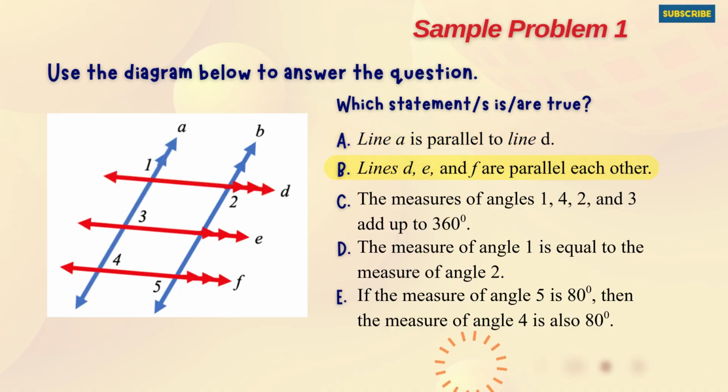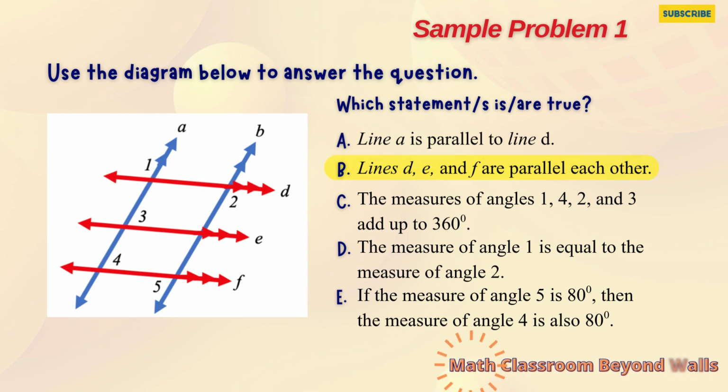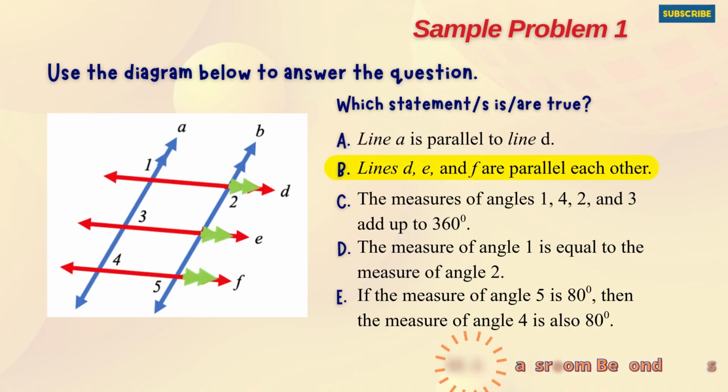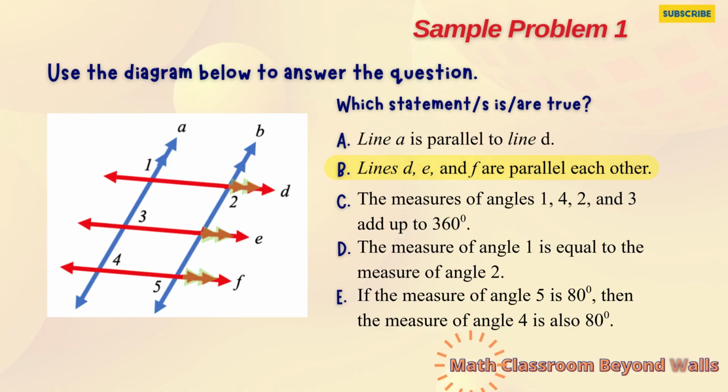Option B states that lines D, E, and F are parallel to each other. Is the statement true? Let us look for these lines in our diagram. Here, we see the same number of arrows, 2 arrows on each line, indicating that they are parallel. Okay, so we move on to option C.